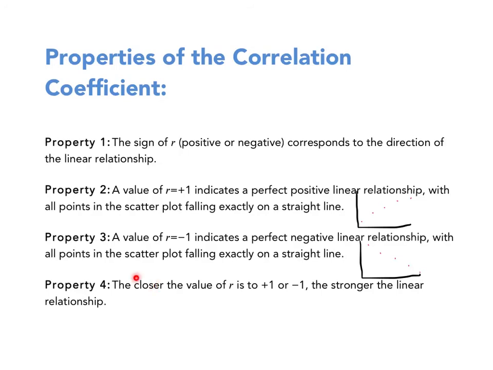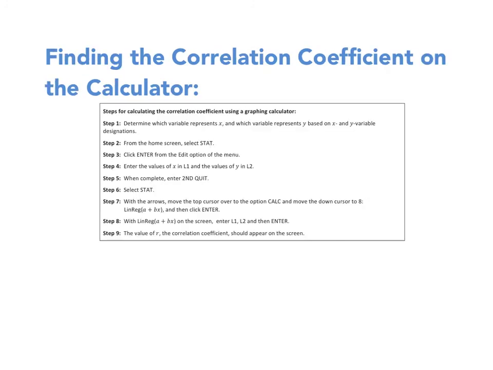And then property 4, the closer the value of R is to +1 or -1, the stronger the linear relationship. And conversely, the closer the correlation coefficient is to 0, the weaker the relationship. So make sure you have these properties down. Now, of course, you won't always be given the correlation coefficient. So there is a system on the calculator that is very similar to what we did yesterday with finding our regression lines. And it's the same process for finding the correlation coefficient. So make sure you get these steps down right here so you can use them in class tomorrow to find the correlation coefficient of data.